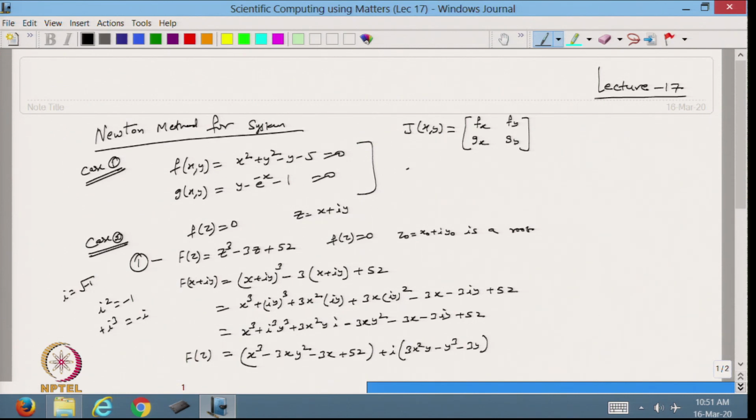Now from here I have defined my fx. fx is 2x, fy will be 2y minus 1, gx will be e raised to power minus x, because the minus 1 will go out, and my gy will be 1. So, that is the Jacobian. From here I will find my Jacobian: 2x, 2y minus 1, e raised to power minus x, and 1. That will be my Jacobian I am going to pass for this function.